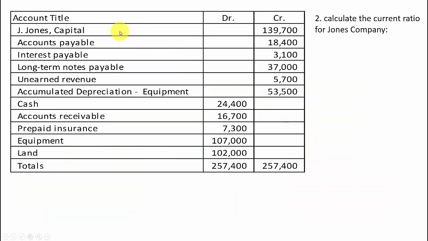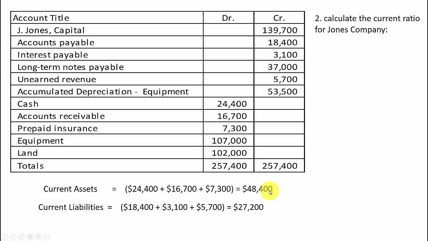So, question number 2, calculate the current ratio for the Jones Company. We first of all, from this list, top down, we're going to put together the current assets, then the current liabilities, and then make the calculation. So current assets are going to be $24,400, which would be cash, $16,700, which are accounts receivable, and $7,300, which is prepaid insurance. All that equals $48,400.